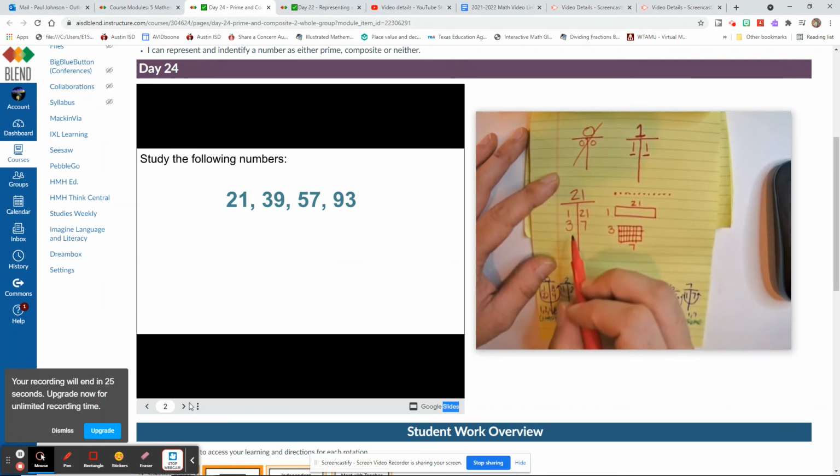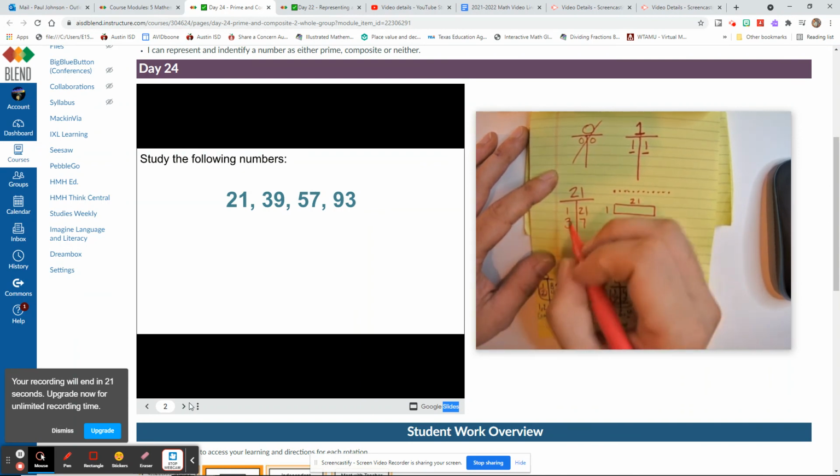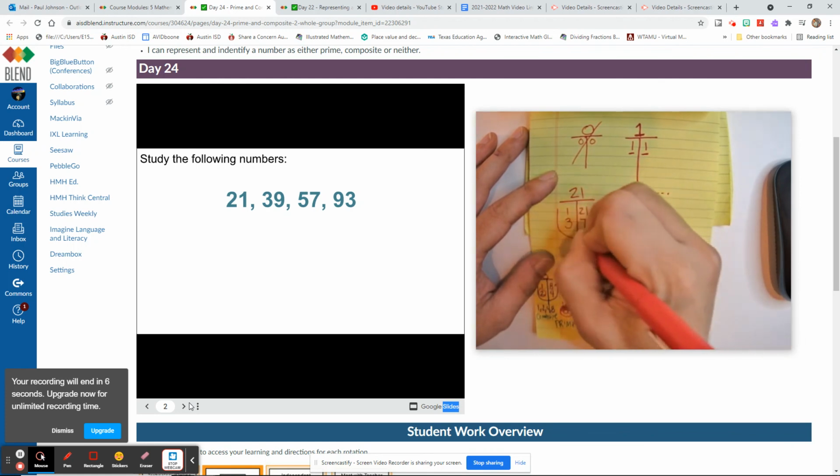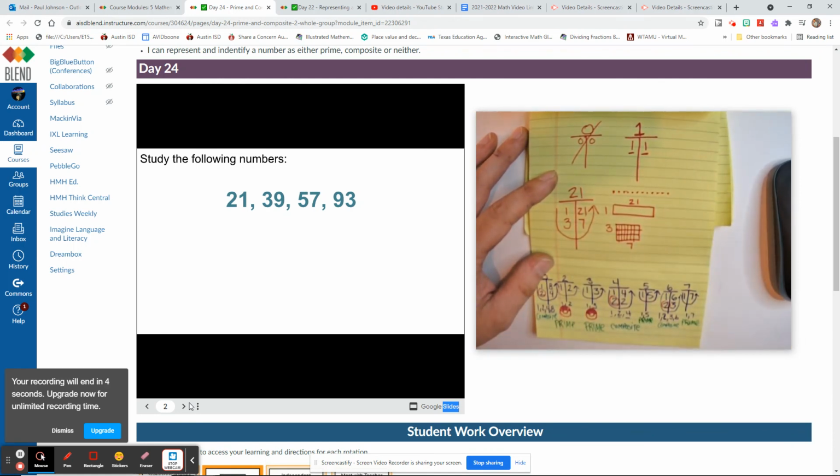All right. Now, let's think if there are any other factors of 21. We can use only odd numbers. 5 won't work because a number that ends in 1 never has 5 as a factor. It ends in either 0 or 5. 7? Well, 7's already on our list. So if 7's already on our list, we found them all. There's only 4 factors of 21.